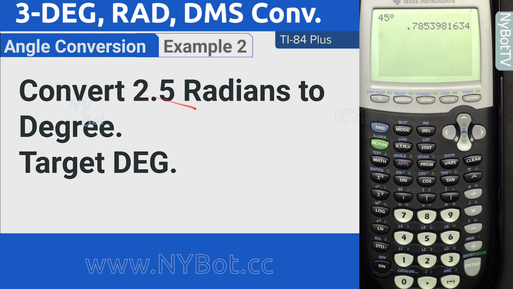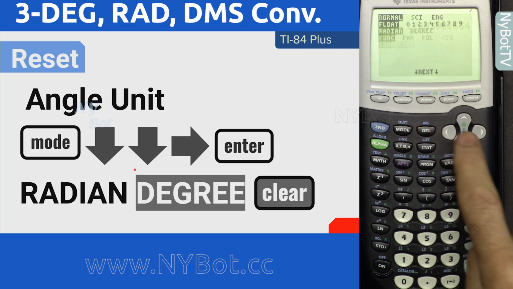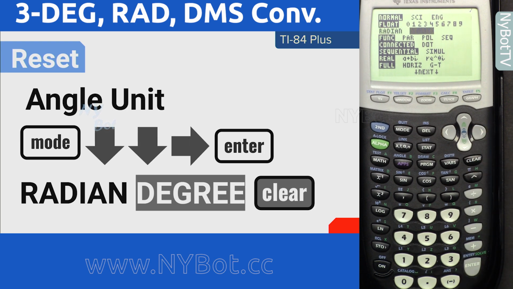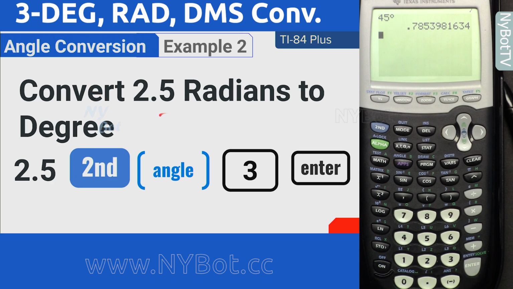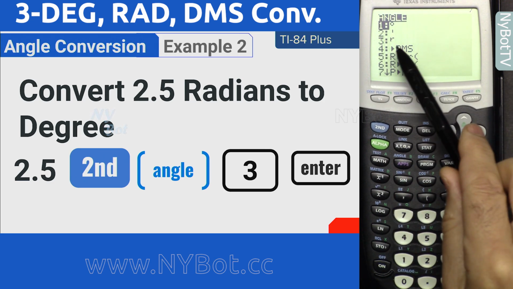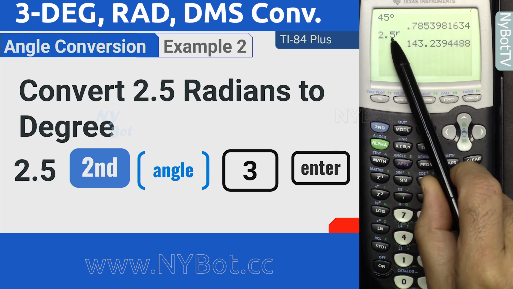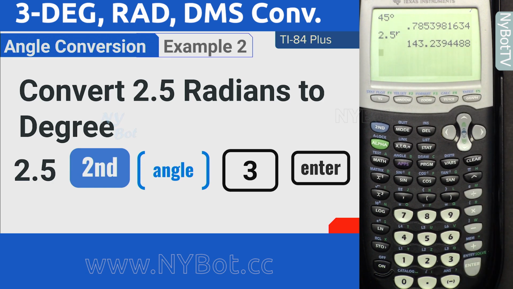Let's say you want to convert 2.5 radians to degree. So the target is degree. Let's set it to degree mode, once, twice, and then go to the right and enter. Degree is selected. Press clear to exit. Now 2.5, second function angle and then radian, 3, and enter. Now 2.5 radian is 143.23 degrees because we set the unit to degree.